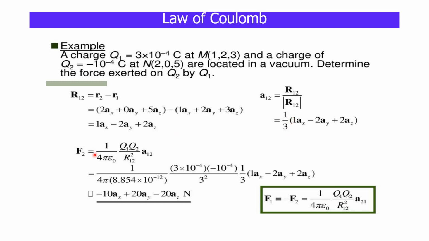If we substitute all the values, we know epsilon naught is 8.854 into 10 power minus 12. We know that Q1 is 3 into 10 power minus 4 and Q2 is minus 10 power minus 4. So finally the answer for F2 is minus 10 ax bar plus 20 ay bar minus 20 az bar, and the unit of force is Newton. In case we are asked to find F1 also, then F1 is always equal to minus F2, where we can just reverse the sign of F2.